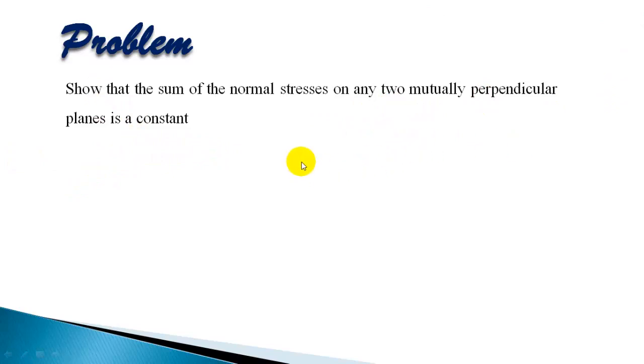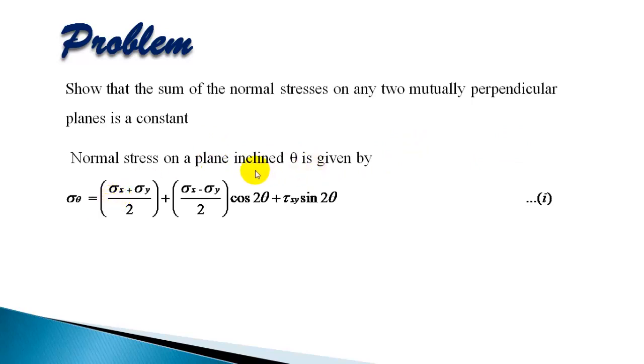When a body is subjected to a plane state of stress, we know the normal stress acting on a plane which is inclined theta from the vertical is given by sigma equals sigma x plus sigma y by 2 plus sigma x minus sigma y by 2 cos 2 theta plus tau xy sin 2 theta. I will represent it by sigma theta, corresponding to the theta plane. That is, when the inclination from the vertical is theta, this is the normal stress on that plane.